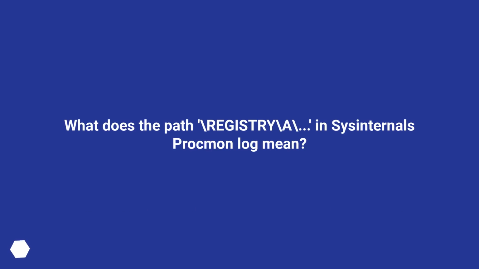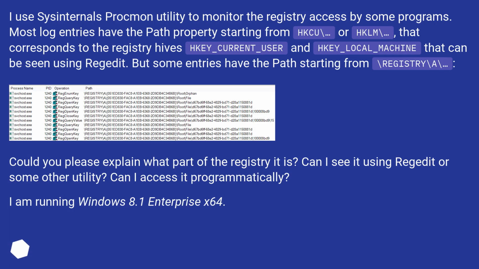What does the path /registry/a/ in Sysinternals Procmon log mean? I use the Sysinternals Procmon utility to monitor the registry access by some programs. Most log entries have the path property starting from HKCU or HKLM, which correspond to the registry hives HKEY_CURRENT_USER and HKEY_LOCAL_MACHINE that can be seen using regedit. But some entries have the path starting from /registry/a/.